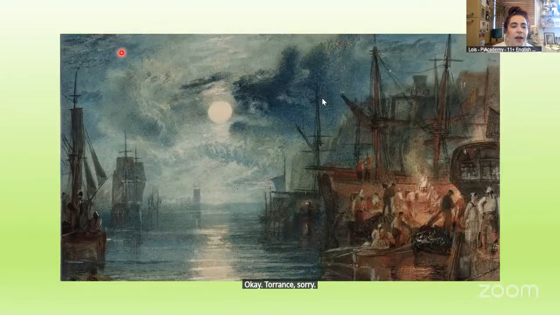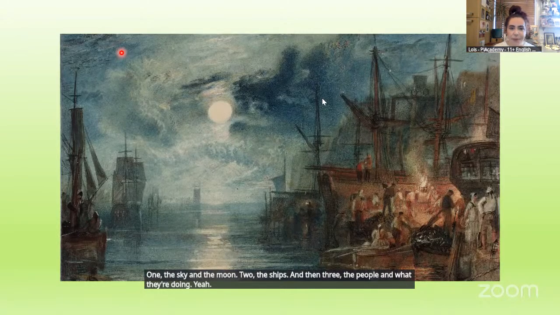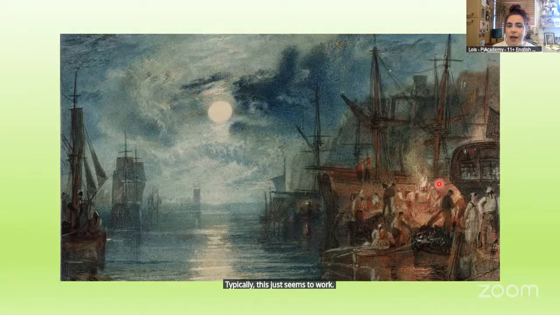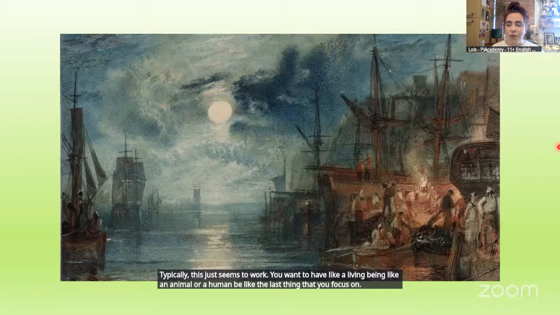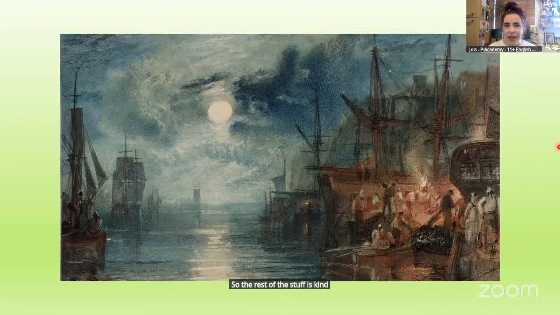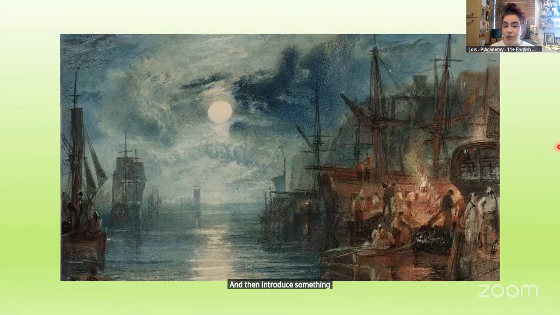Torrin has said one, the sky and the moon, two, the ships, and then three, the people and what they're doing. Yeah, I think that would be really effective. Typically, this just seems to work. You want to have a living being, like an animal or a human, be the last thing that you focus on. So the rest of the stuff is setting the scene. And then by bringing in a living creature within that scene, that can work well as the final thing to draw in the reader and then introduce something that has a bit more character to it or something that's living.